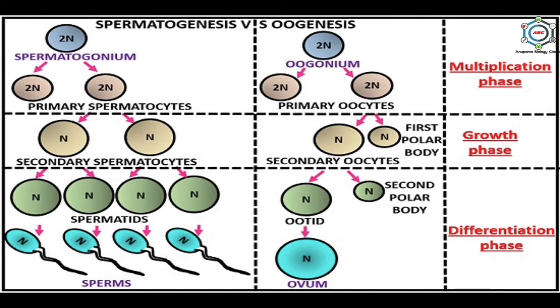The larger is known as the secondary oocyte and the smaller is known as the first polar body. And then in the differentiation phase, the secondary spermatocytes form 4 spermatids, but the secondary oocyte forms one ootid and 3 polar bodies, which include the second polar body. The ootid grows to form the ovum. So from one spermatogonium, 4 sperms are formed, but from one oogonium, one ovum and 3 polar bodies are formed. So these are the differences between spermatogenesis and oogenesis.